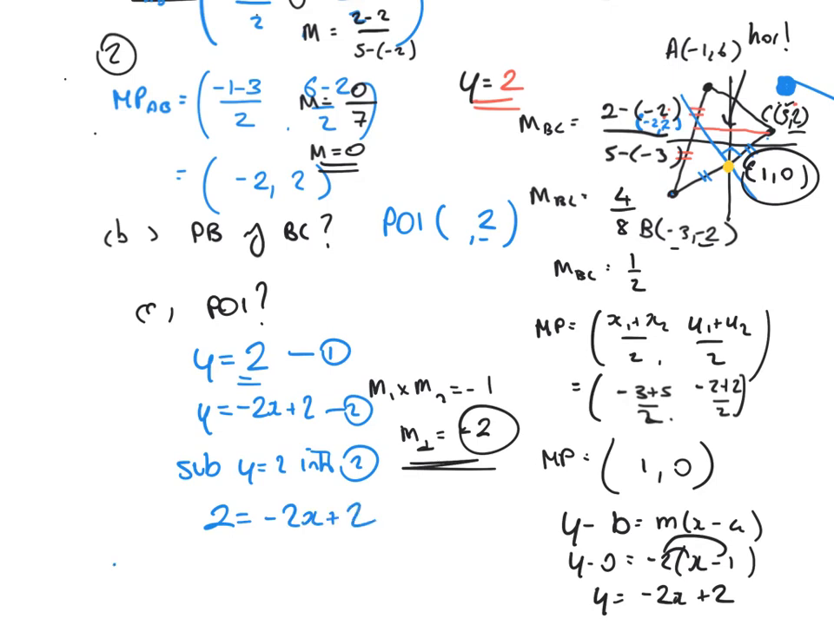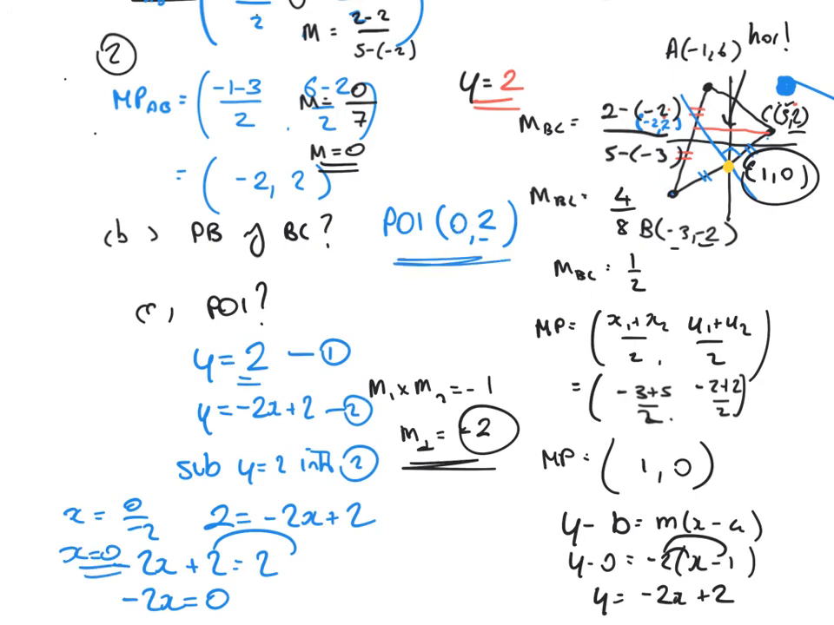Okay, so let's switch that around. -2x plus 2 equals 2. Bring that over, change its sign, -2x is equal to 2 minus 2, that's 0. And then x equals 0 over -2, which is equal to 0. So the point of intersection then, final answer, is 0, 2.